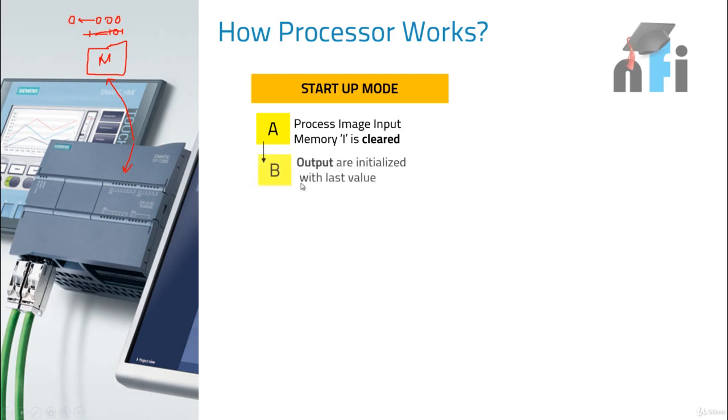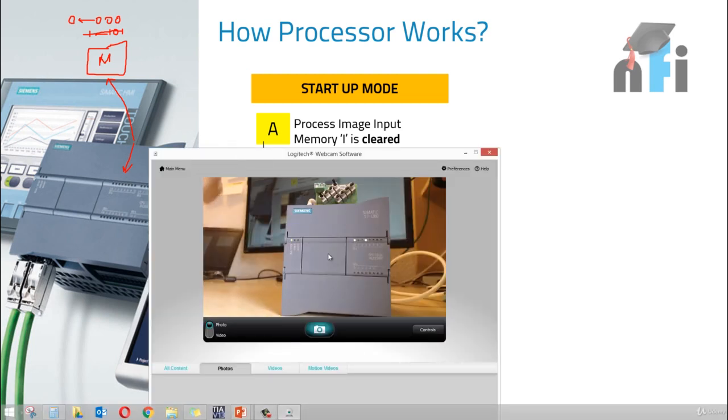Now the next is outputs are initialized with the last value. This is a little complicated to understand, but what happens, suppose your PLC goes off and then you turn it on. So in the startup mode, the status of outputs which were retained in the last cycle when PLC was off, that will be initialized. Suppose you have a PLC and you turn it on, you are executing some process and there's a power failure and you turn off the PLC. So the PLC goes off.